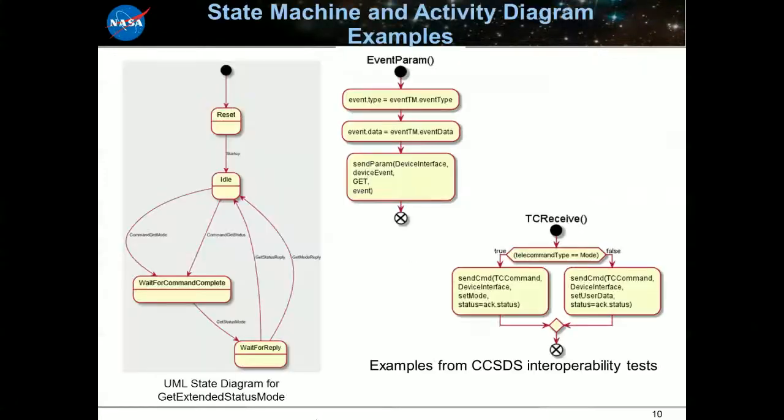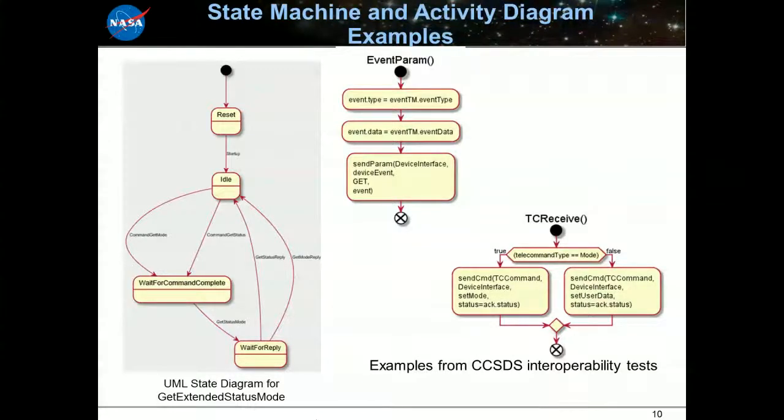So I have some examples of some of the things that are in data sheets now. There was a tool that just took a data sheet and created these state machine diagrams. They're relatively simple diagrams, again, because they're just looking at it from an interface perspective. I'm in the idle state, and somebody sends me a command. I get a command to get the mode. I wait for it to complete, and go back to idle. This was all in the XML data sheet that we use for the interoperability tests between ESA and NASA.